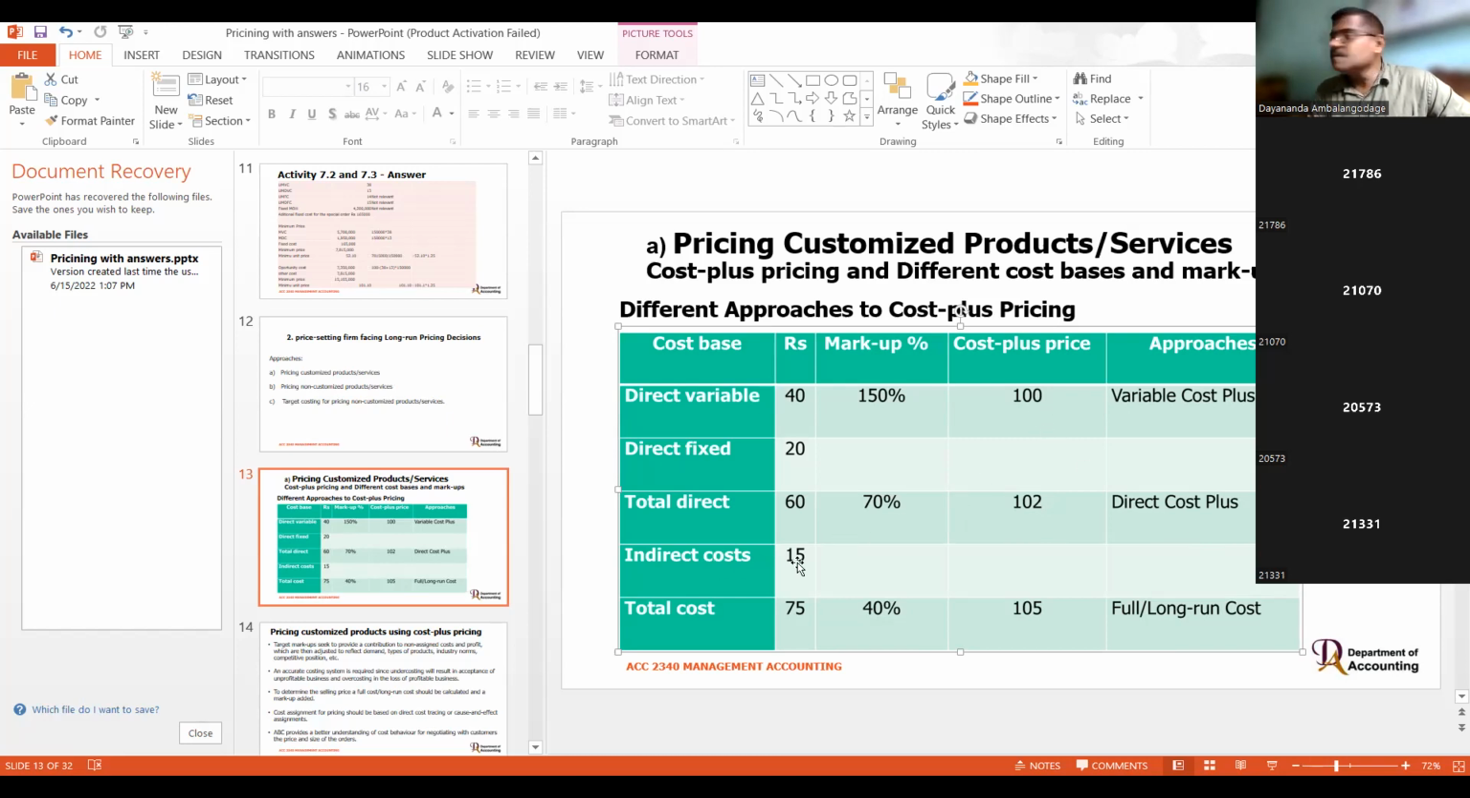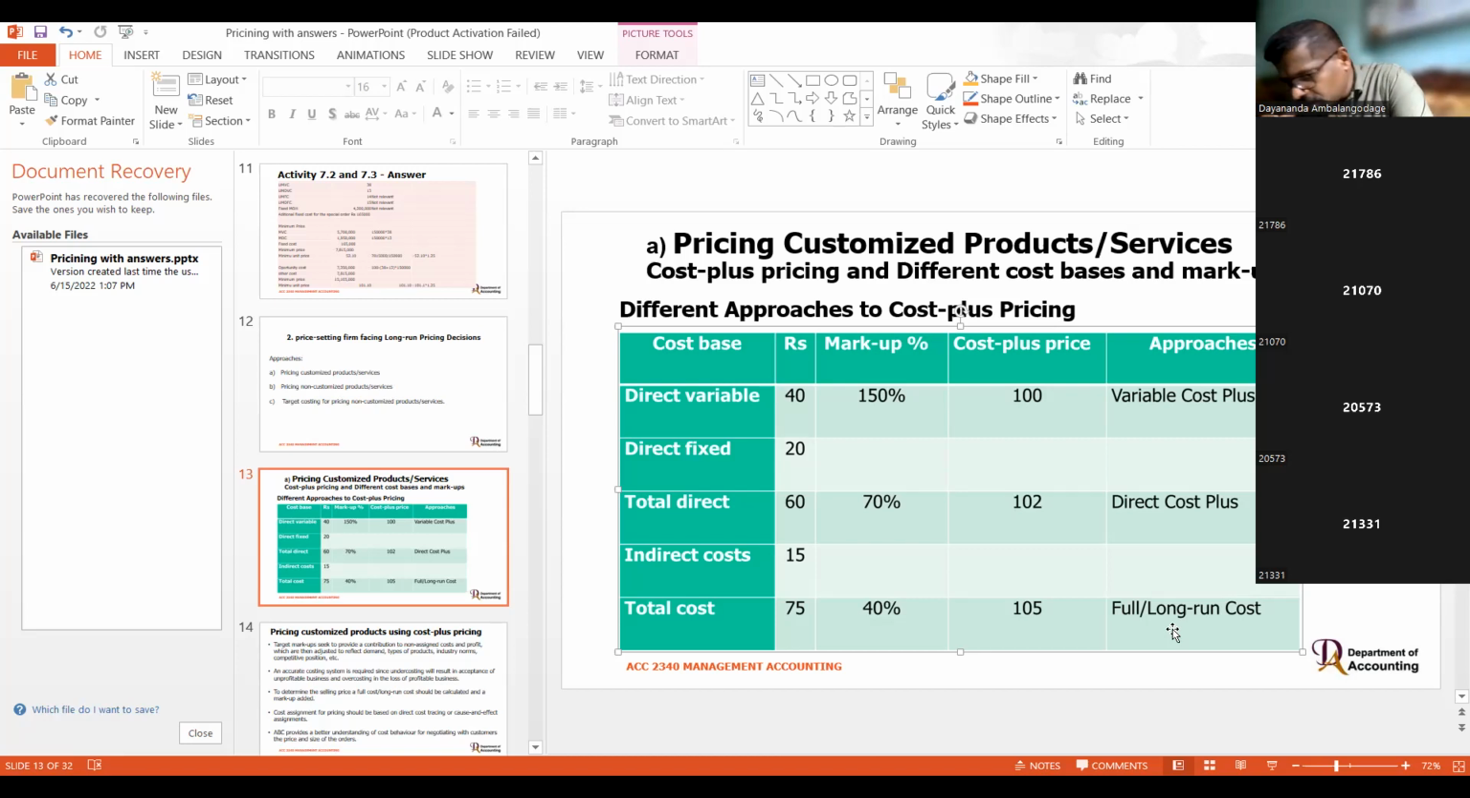Then indirect cost 15, you may add, then your total cost would be 75 rupees. For the 75 rupees total cost, you may add 40%. So thereby your full long run cost would be 105. That is called full costing or cost plus pricing, full cost plus pricing, or long run cost price.